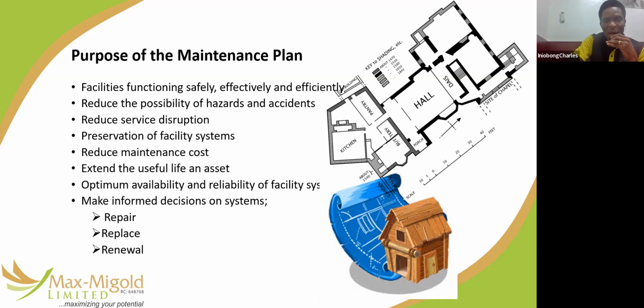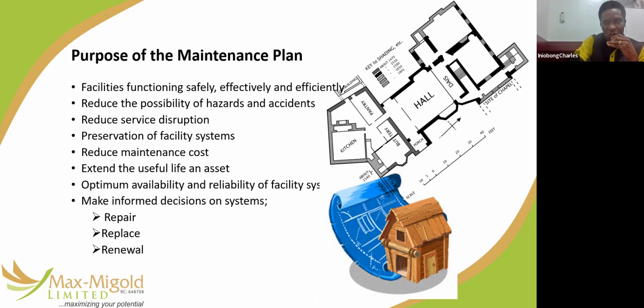Then optimum availability and reliability of facility system. You don't want somebody entering the lift and all of a sudden there's a power cut and the UPS cannot come up. That is a big problem. And if the person is claustrophobic, then there's going to be a very big problem. So the plan helps us to put in perspective the things we want to do and getting them right.